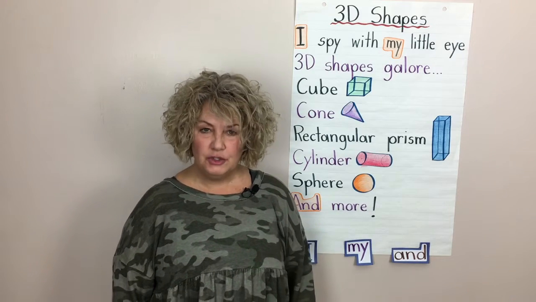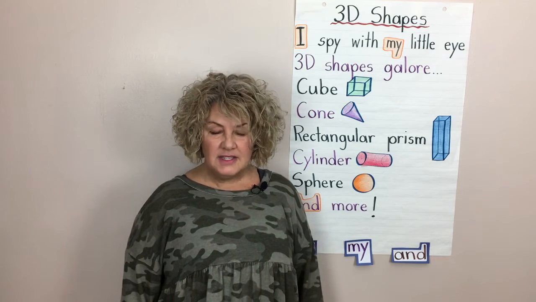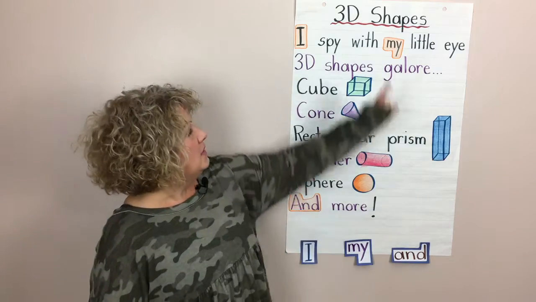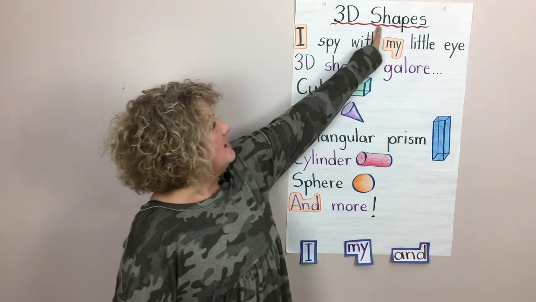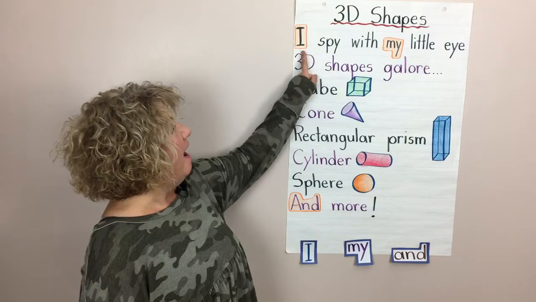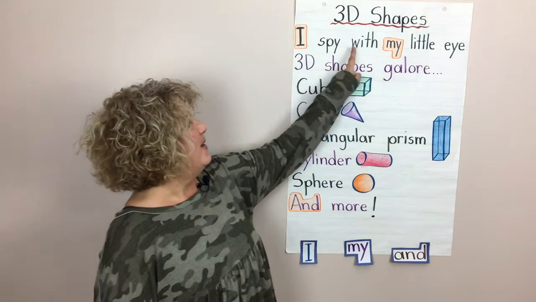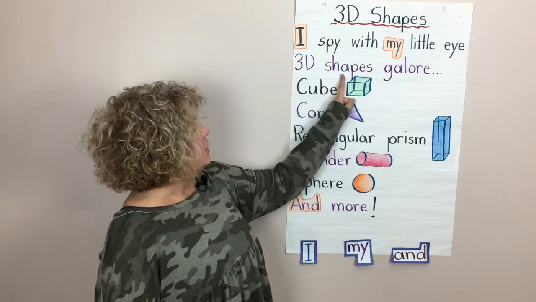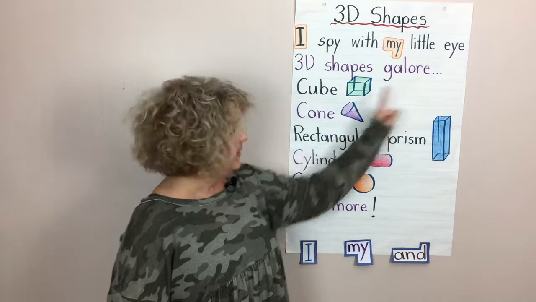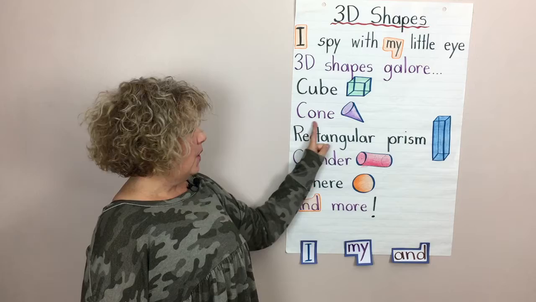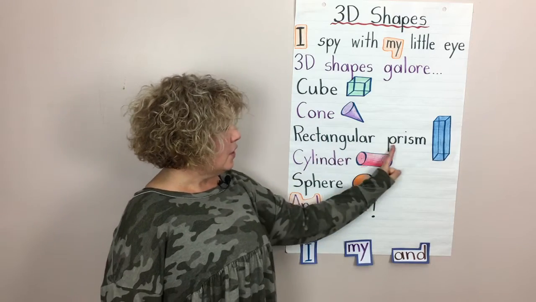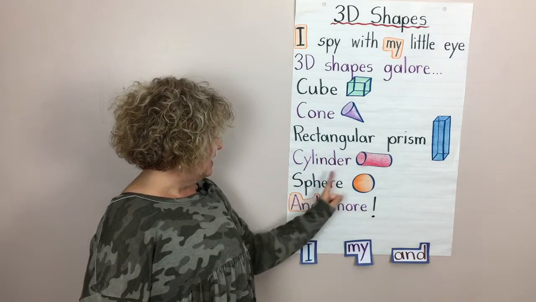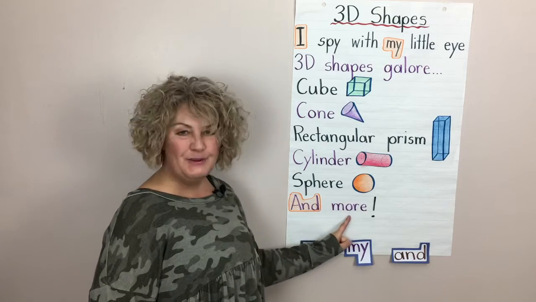How did you do? It's a tricky poem, but I think if we keep practicing, we'll get it. Let's do it again. Here we go. The title is 3D Shapes. I spy with my little eye 3D shapes galore. Cube, cone, rectangular prism, cylinder, sphere, and more.